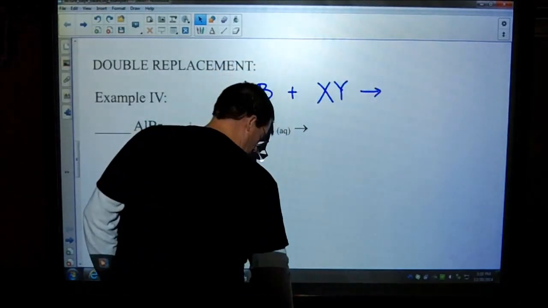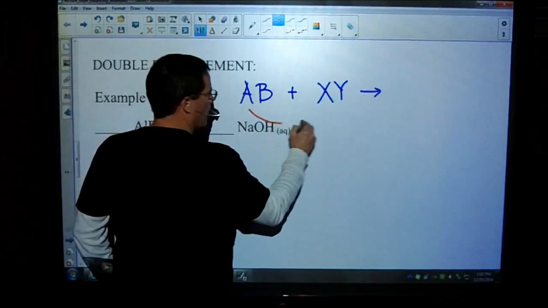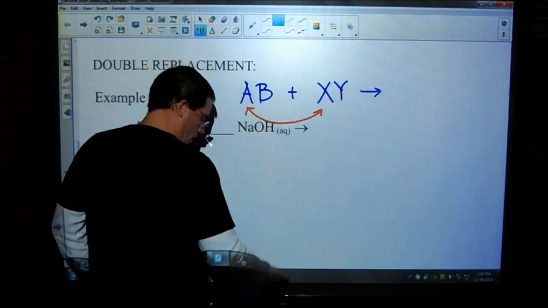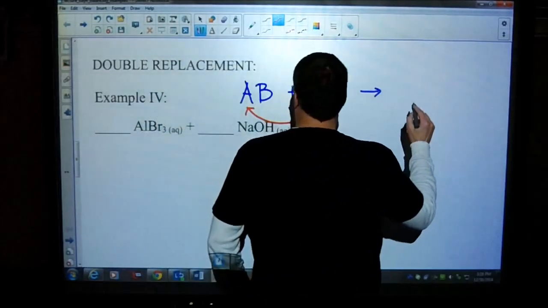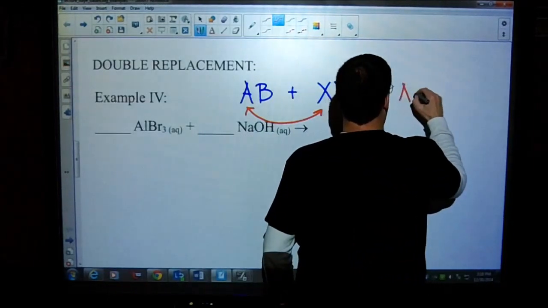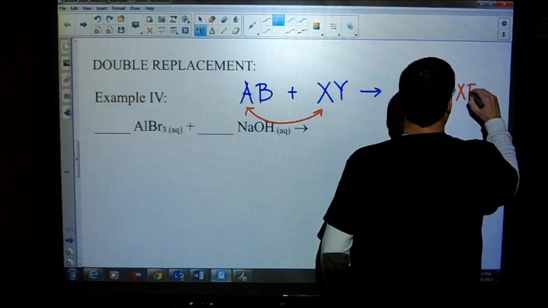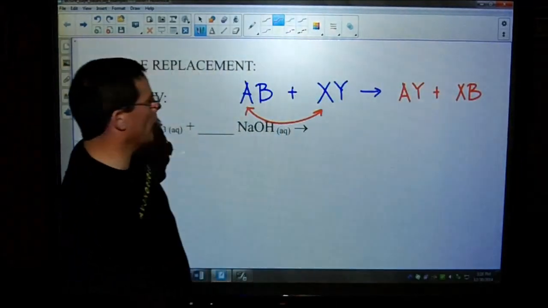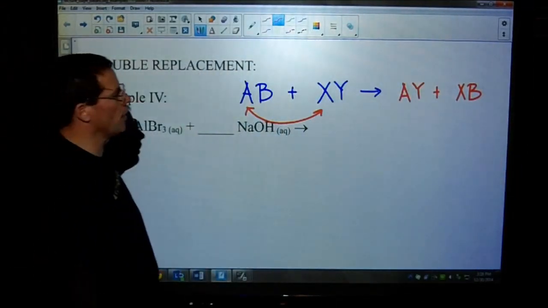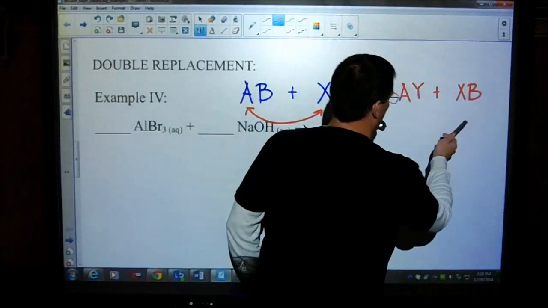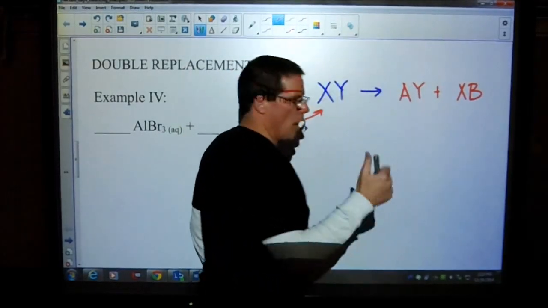And what's going to happen here? This is our double replacement reaction. The metals are going to switch places. So on the product side, you're going to have A now with Y, and you're going to have X now with B. Okay? And if you are upset that I wrote the AY first and XB and you want to flip it, not a problem.